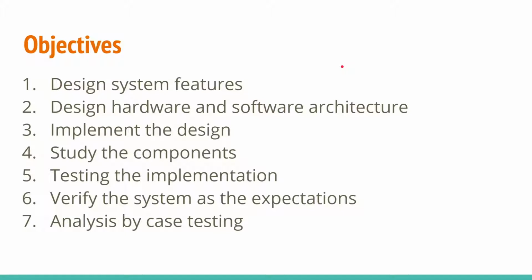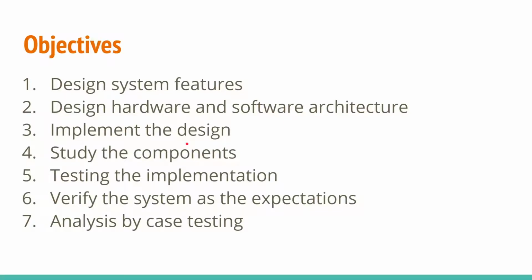I'm Jasmine and I will introduce the objectives and the hardware architecture of our car parking system. We have 7 objectives for this project. The first 3 objectives are about the design and the implementation. We have to design the system features, which is to design and confirm the functionalities of our system. Then, we should design the hardware and software architecture of it and start the implementation of the hardware and software design.